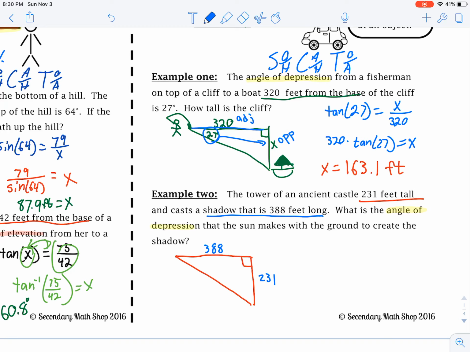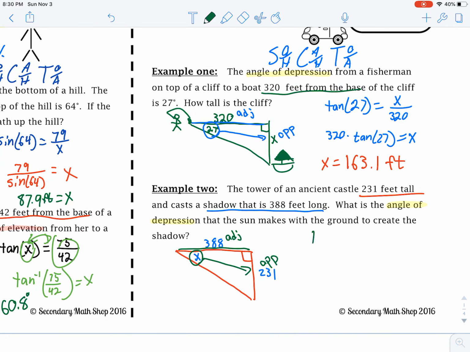They want to know what our angle is, so our angle is on the top left. So we're going to label that x. All right, let's go ahead and circle our angle and label our sides. So across my angle is my opposite. The side that connects my angle to the 90 is my adjacent. So I use tangent. X is my angle, so it goes inside my parentheses, equals 231 over 388.